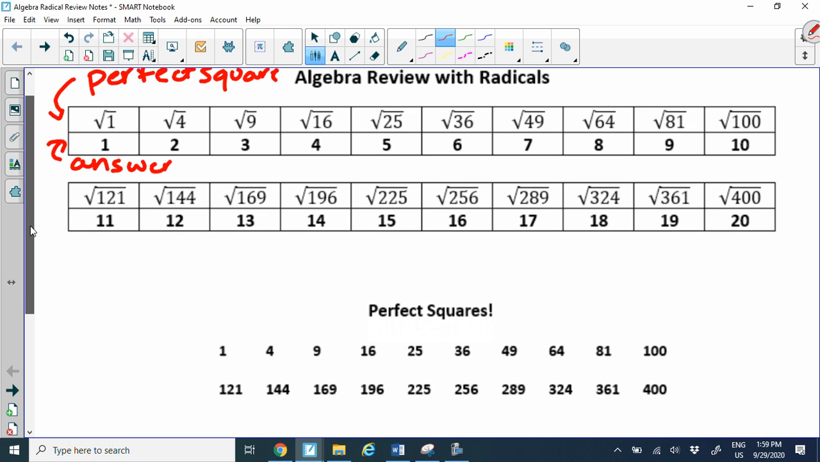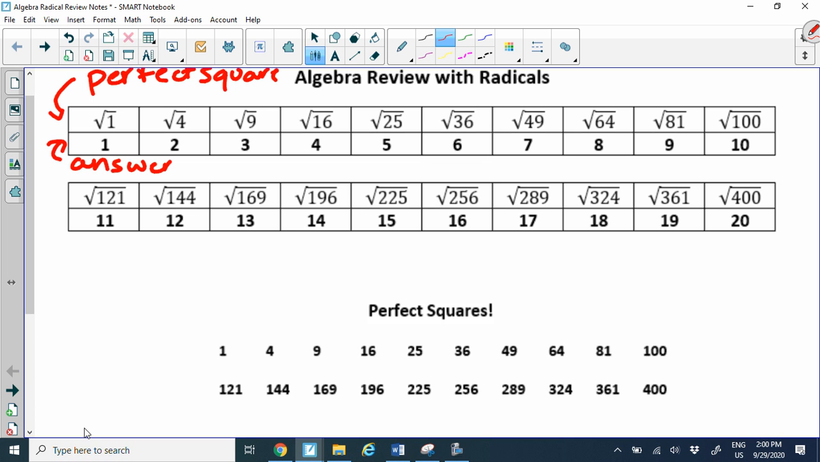So notice here, we have a list of our perfect squares from 1 to 400, okay? Now you have options. Either you can memorize them. Really, you should have the perfect squares maybe up to 144 memorized, okay? Or you can kind of already put them together or multiply to get these perfect squares. This is what I mean.